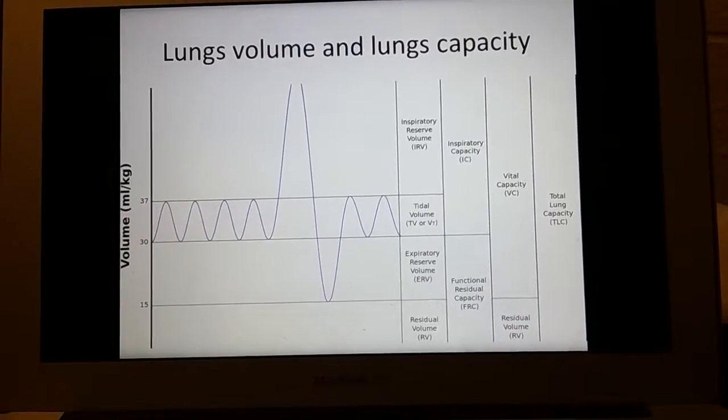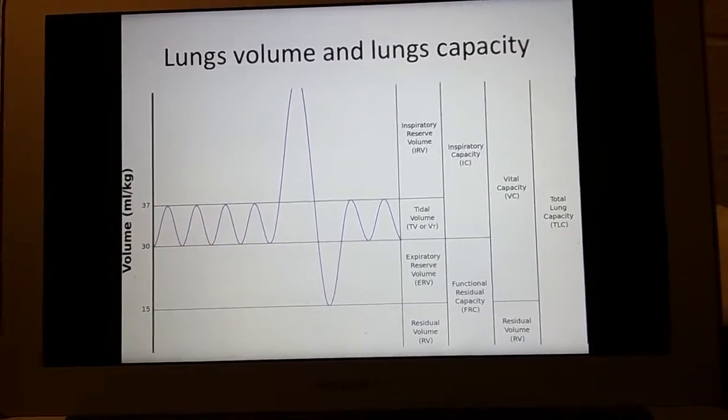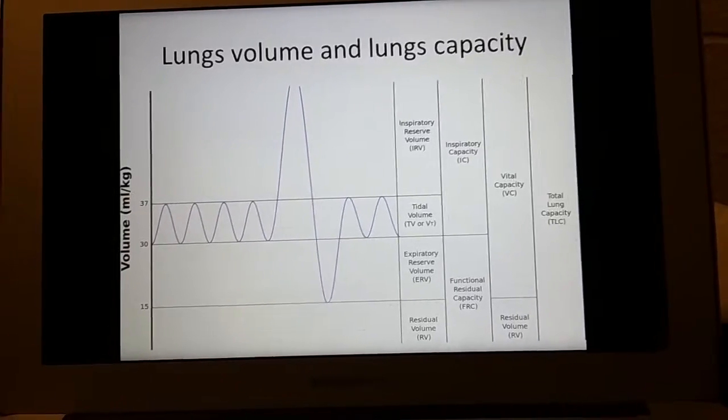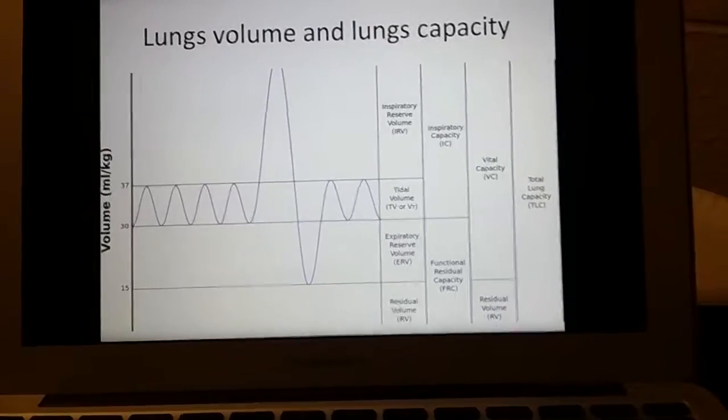Tidal breathing is normal, resting breathing. The tidal volume is the volume of air that is inhaled or exhaled in one single breath.